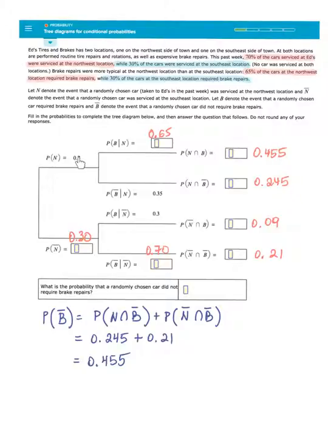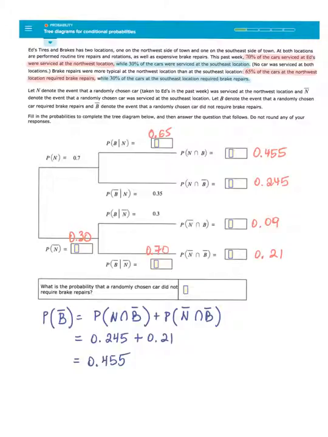Similarly, 70% multiplied by 35% will give me the probability of N and B bar to be 245 thousandths when I multiply these two numbers. To get the other two results, we multiply 30/100th by 30/100th to get 9/100th as probability of N bar and B. And finally, 30/100 multiplied by 70/100 will give me 21/100, which is the probability of N bar and B bar.